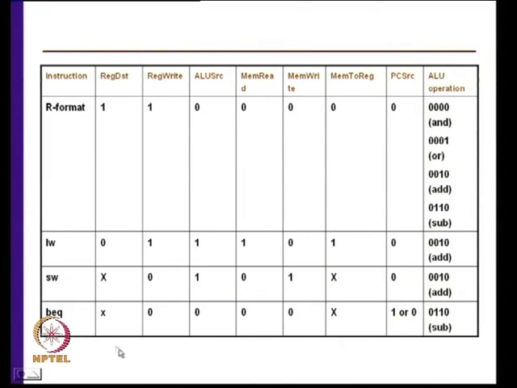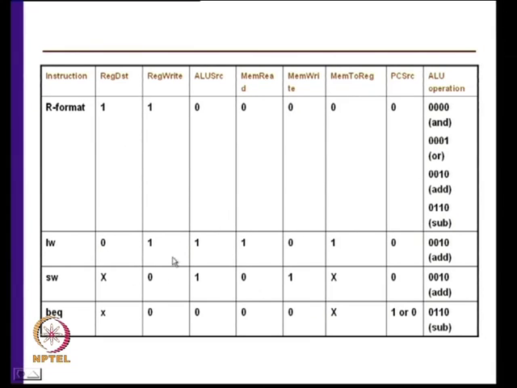Okay. And these are the various signals to be generated for R format operations. The ALU operation is 0000 for AND, 0001 for OR, 0010 for add, 0110 for subtraction. So, here we have restricted to AND, OR, add, subtract. These are the four ALU operations, but since it has 4 bits, apart from these four you can have other ALU operations which are not shown here for the sake of simplicity.